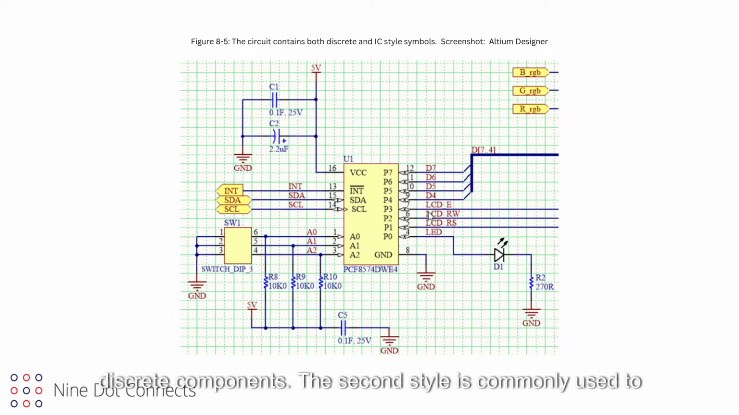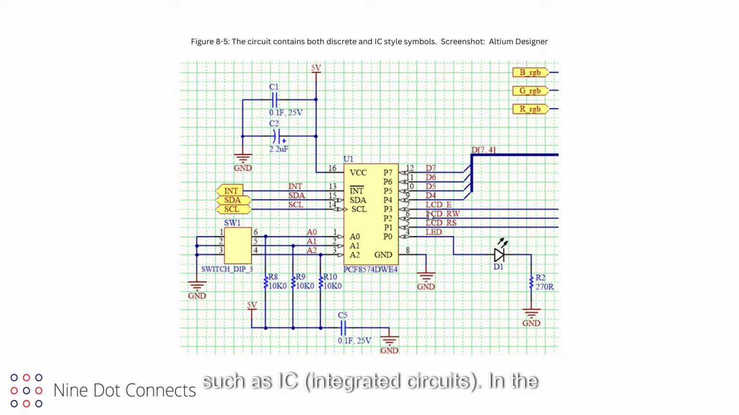The second style is commonly used to represent components with a number of pins, such as IC, integrated circuits. In the example above, U1 and SW1 components are represented in the IC style. For the first 60+ years of circuit design, there were no ICs. Circuit design was accomplished through discrete components. It was only in the 1970s that ICs became widely available, since they allowed for more functionality in a small component package. As the IC became more common, a gray area emerged regarding their symbolic representation.